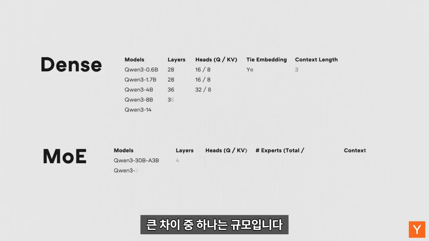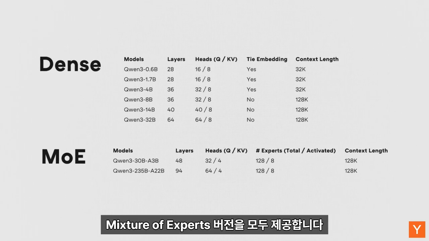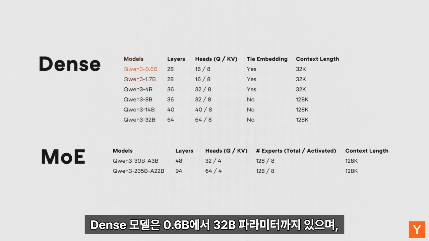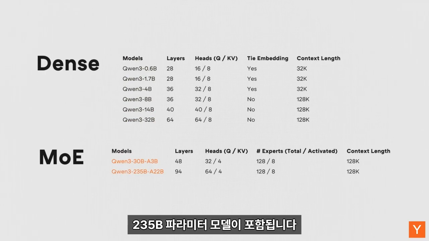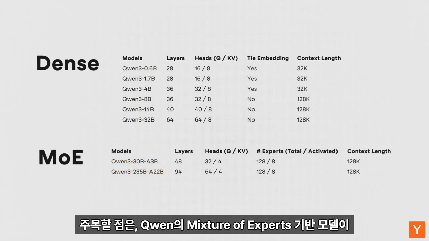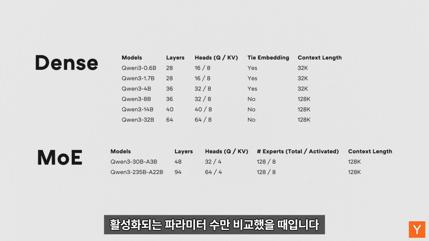One big difference is size. The Qwen 3 model family is the only one of the three to offer both dense and mixture of experts variants, with dense models from 0.6 billion to 32 billion parameters and a mixture of experts lineup that includes a 30 billion parameter model and a 235 billion parameter model. Notably, Qwen's mixture of experts base models matched the dense models' performance with only a fifth as many active parameters.